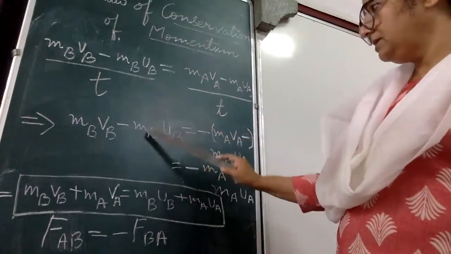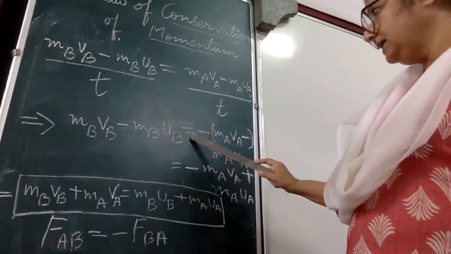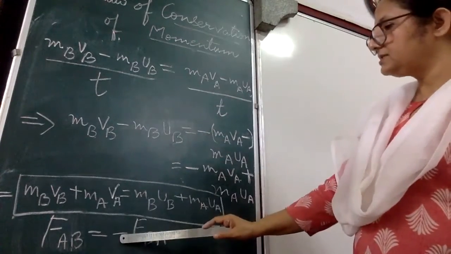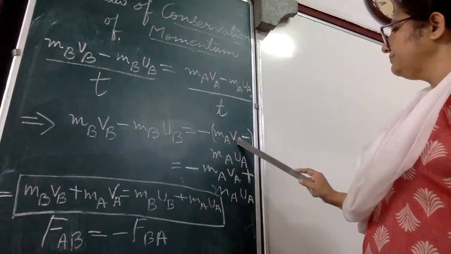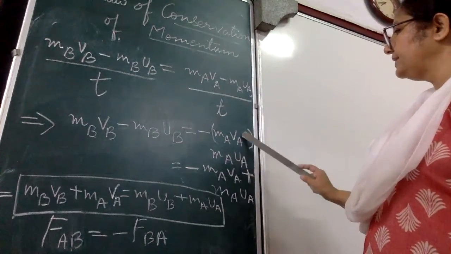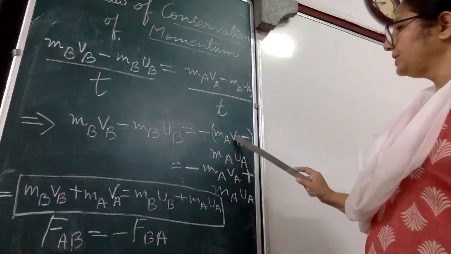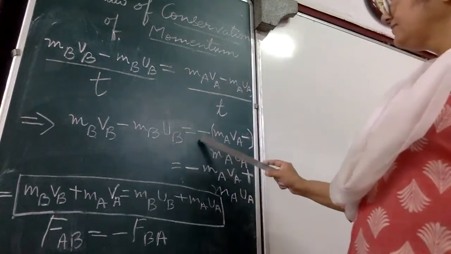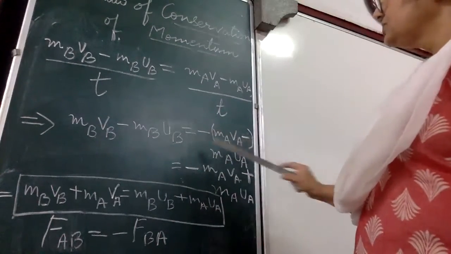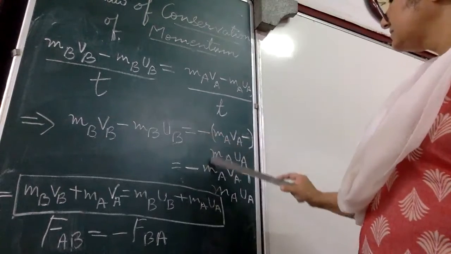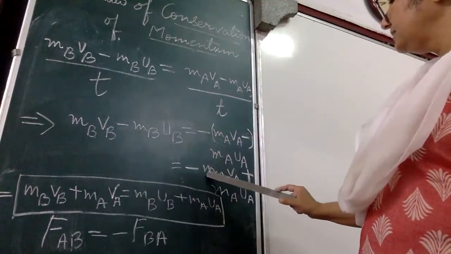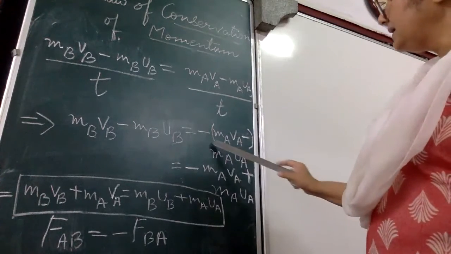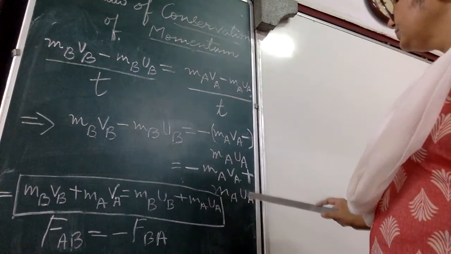mBvB minus mBuB is equal to minus, because it is in opposite direction, so we will retain this minus sign, minus (mAvA minus mAuA), the rate of change of momentum of body A. So we can write this. If we solve this equation, we will get that. If you solve this minus sign, minus into mAvA will be minus mAvA. Minus into minus will be plus, so it has converted to plus, and it will be equal to mAuA.